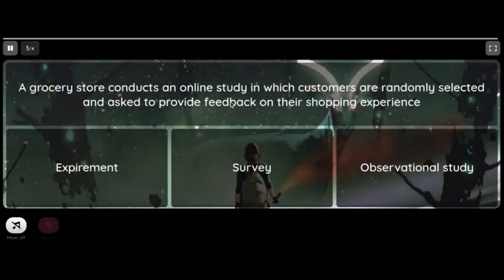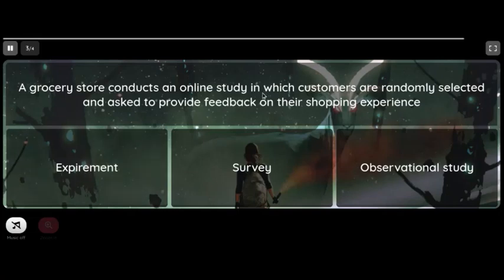A grocery store conducts an online study in which customers are randomly selected and asked to provide feedback on their shopping experience. Is it an experiment, a survey, or an observational study? What it's saying here is a grocery store conducts an online study. So what they do is they ask randomly selected customers questions and ask them to give feedback. That is definitely not an experiment. Maybe it's a survey, and it's definitely not an observational study because it's not looking for anything common between two things in the data.